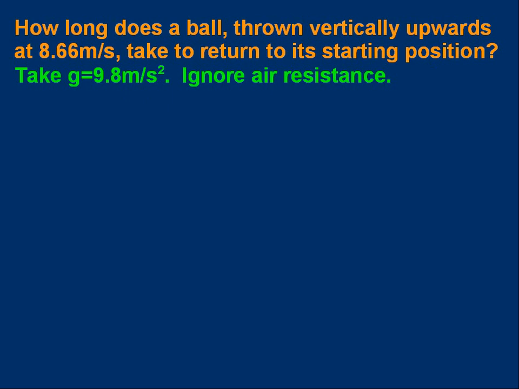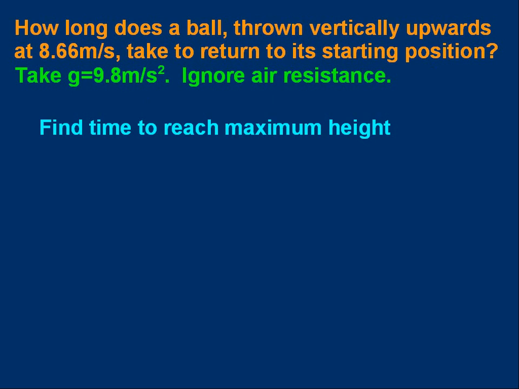Here's one way. We could find the time it takes to reach the maximum height and then double it because it takes the same time to go down as it did to get up there. Symmetrical. Let's use one of our Suvat equations. v is u plus at. At the maximum height, the final velocity v is 0. It's stationary instantaneously at the maximum height. Talking about vertical velocity, the initial velocity was 8.66 meters per second. Take upwards as positive. The acceleration is g, minus 9.8 meters per second squared, as it's downwards.